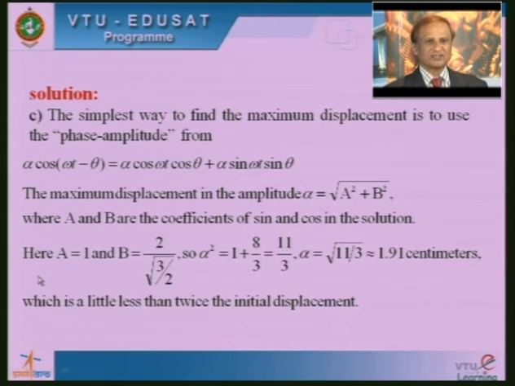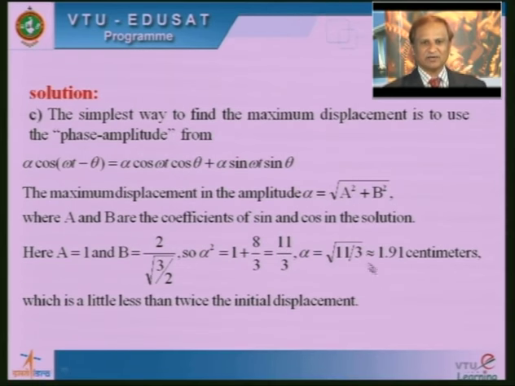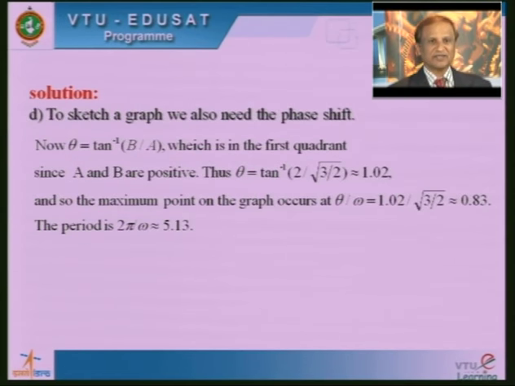So, we know a and b: a is equal to 1, b is equal to 2 divided by square root of 3 by 2. So, alpha square is equal to 1 plus 8 by 3, that is 11 by 3, so alpha is square root of 11 by 3, which is 1.91 centimeters. This is a little less than twice the initial displacement. So, like that you can calculate the maximum displacement and when it is attained.